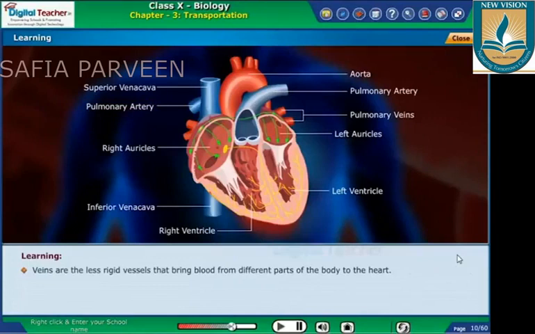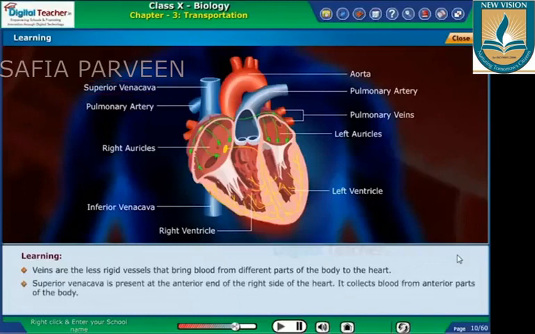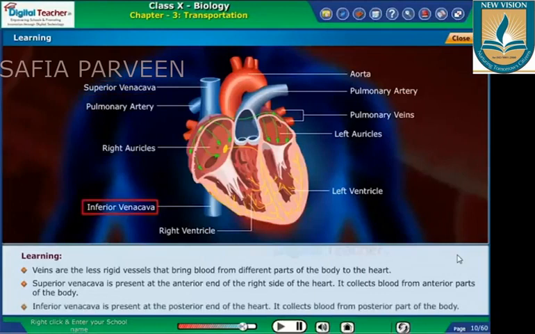So the deoxygenated blood is carried from heart to lungs by pulmonary artery. And the less rigid blood vessels that are present are veins, and there are different veins that carry the blood from different parts of the body to heart. What are those? Superior vena cava is present on the anterior end of right side of heart. It collects blood from anterior, that is upper parts of the body. Those are nothing but head, neck, etc.